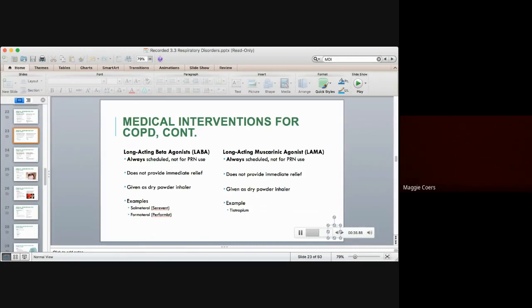LAMAs, okay, on the other hand, they all have -opium at the end. So they're your ipratropium or your tiotropium. Both of these drugs are scheduled 1 or 2 times a day, depending on which drug you use, and they are not rescue inhalers. They're not going to help someone who is drastically short of breath. And both of these are given as dry powder inhalers. Okay, so your long-acting beta agonist, your LABAs, and your long-acting muscarinic agonist, your LAMAs.